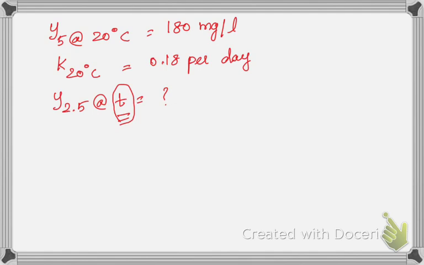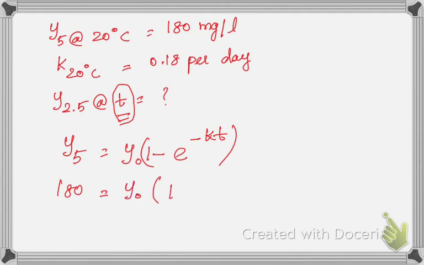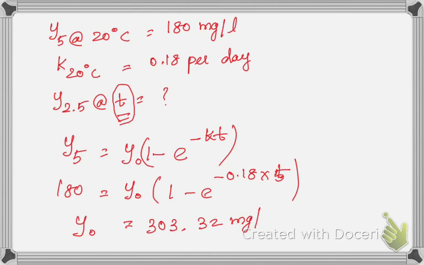So first, we are going to determine the ultimate BOD. The ultimate BOD is the one that is going to remain the same, and using that only we will be determining the temperature. Say for example, the formula will be y_t is equal to y_0 into (1 minus e power minus kt). The same formula we are going to use. So y_t is 180, which is y_0 into (1 minus e power minus 0.18 into t), and t is going to be 5. So using this formula, I will be getting my y_0 value as 303.32 milligram per liter. So first thing is that I am determining my ultimate BOD.